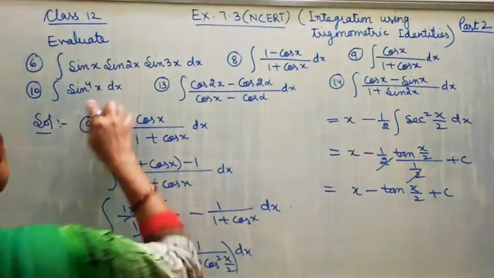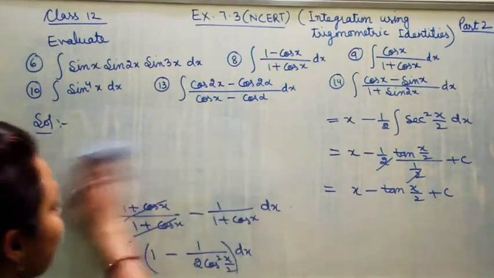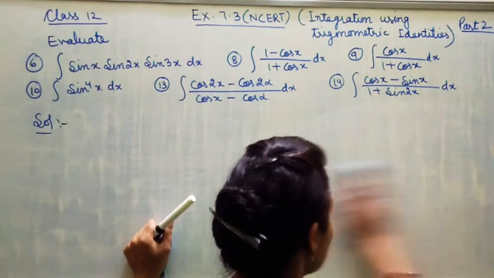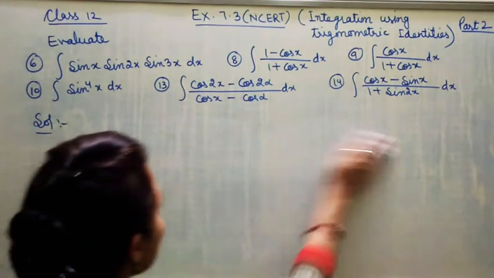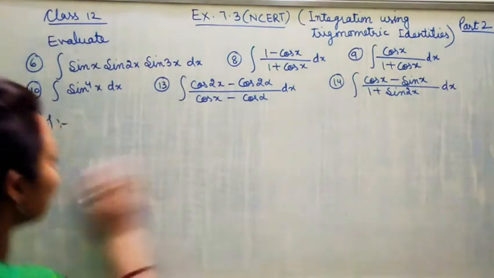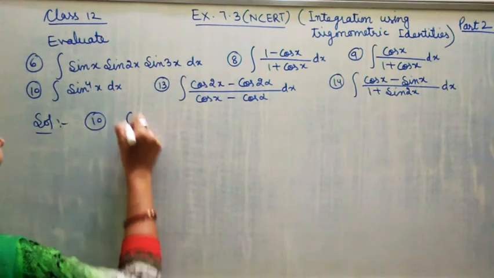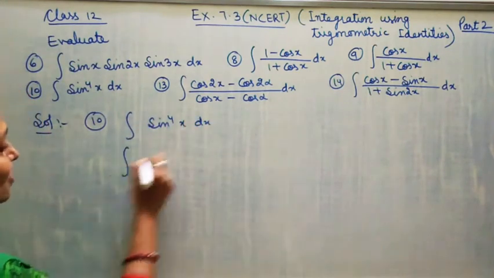Now come to question number 10. That is a little bit changed. I will do question number 10. That is also very simple, but it needs a simplification for finding this. So I will do the simplification for all of you. So how will I solve it? It is question number 10. This is sine raised to power 4 x dx. So how can we solve it?